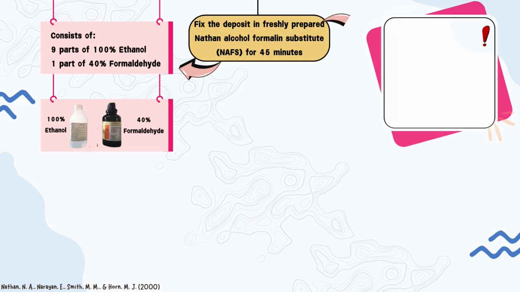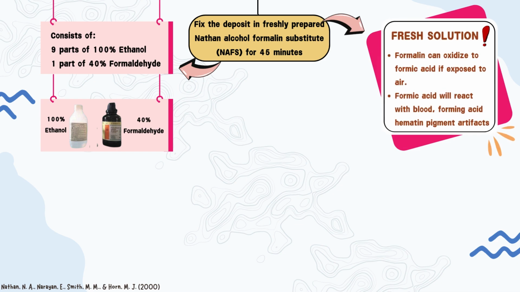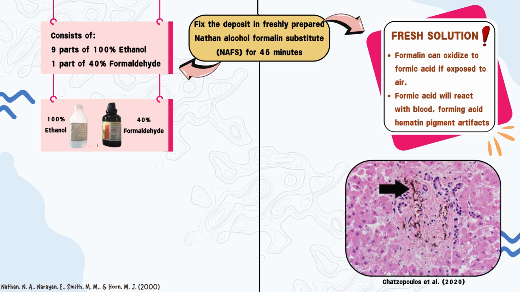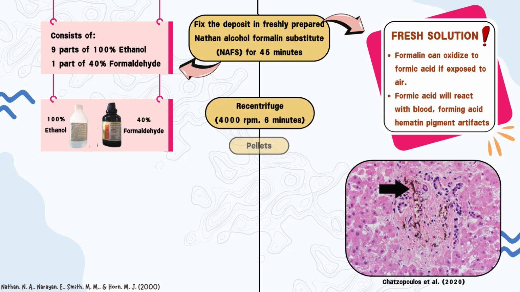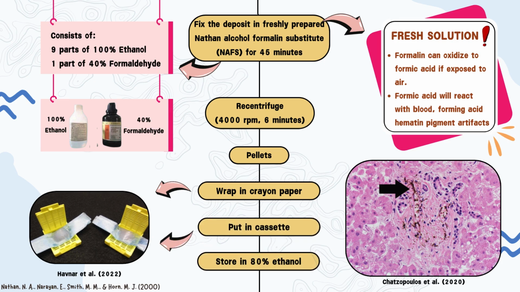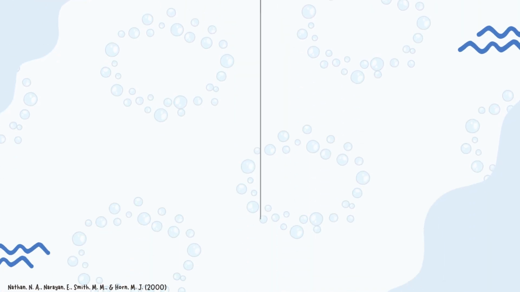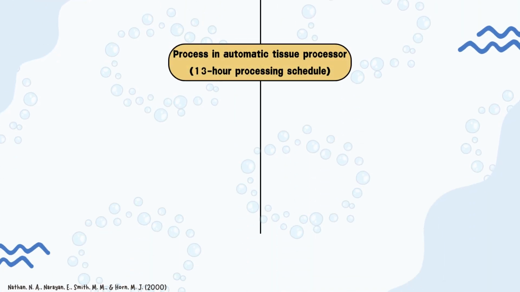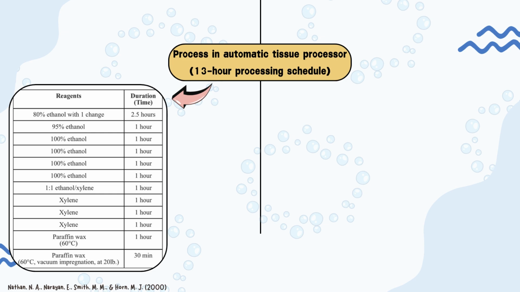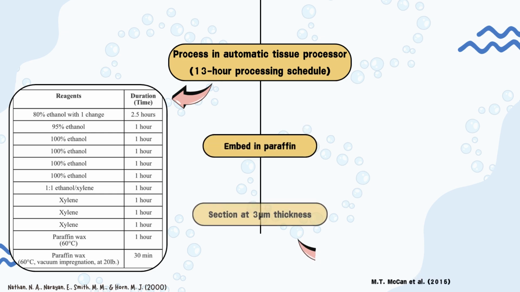It is important to use fresh formalin solution since oxidized formalin can create artifacts, such as acid hematin pigments, also called formalin pigments. As you can see in the picture here. The fixed cell pellets were recentrifuged at 4000 rpm for 6 minutes. Then, the pellets were wrapped in crayon paper, placed in a cassette and stored in 80% ethanol until ready for processing. The processing of cell block involved 13 hours of processing using an automatic tissue processor. The cell blocks were embedded in paraffin and sectioned at 3 micrometer thickness.